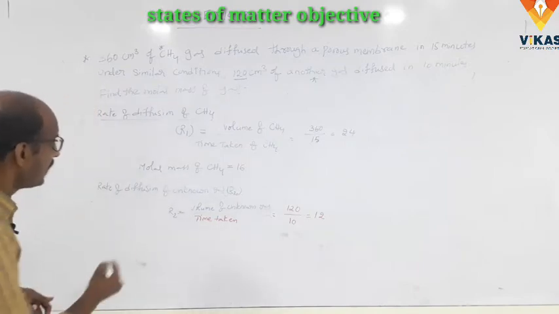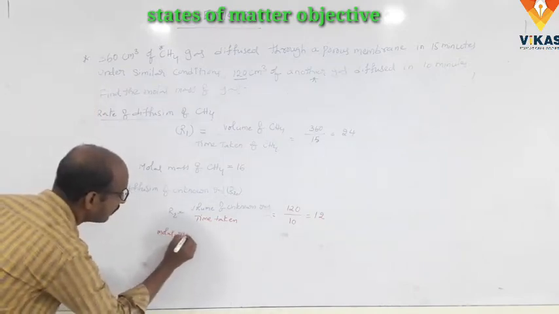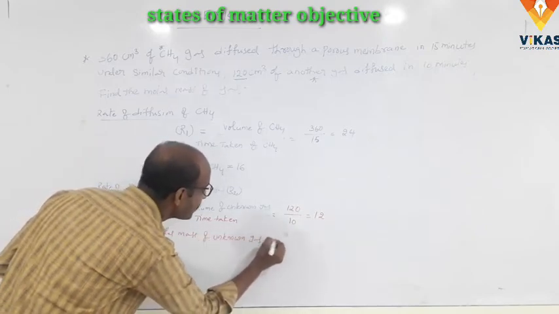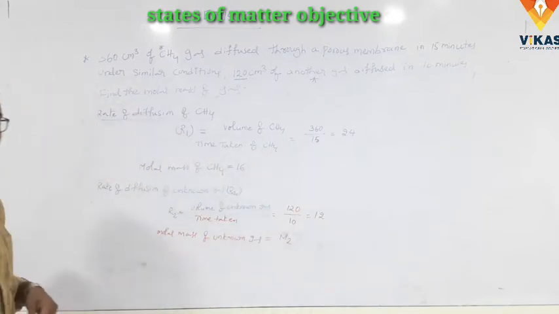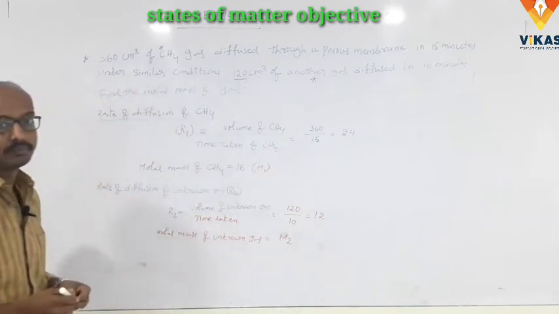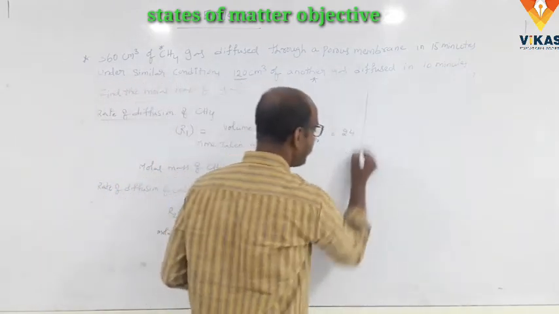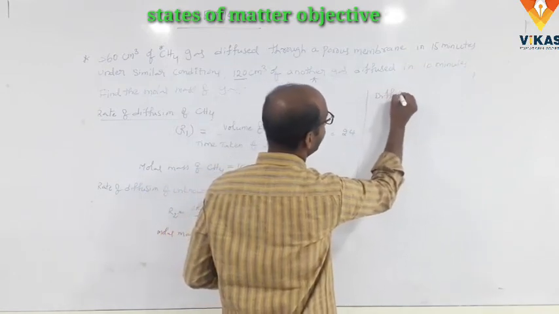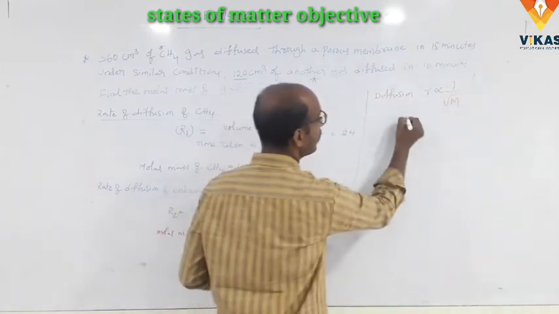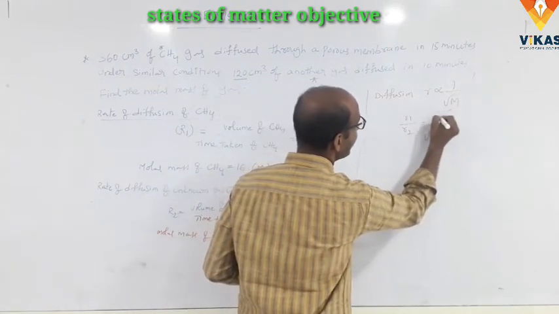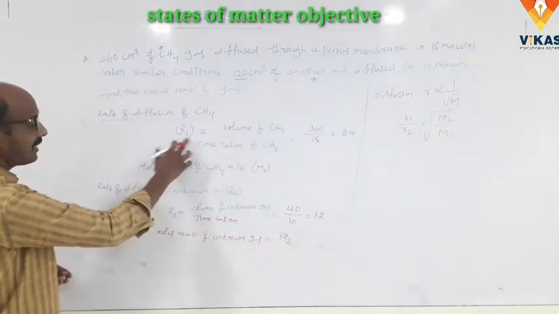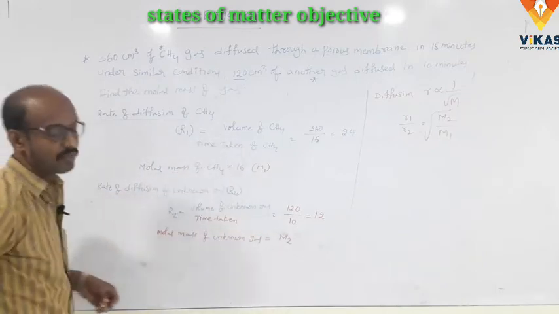And next one, the molar mass of the unknown gas. We don't know what the gas is, so we can't know the molar mass. Let us call it M2, and the molar mass of CH4 is M1. So we know the rate of diffusion R is directly proportional to 1/√m, that is R1/R2 equals under root of M2/M1. We know R1 is 24 and R2 is 12. So substitute the values.